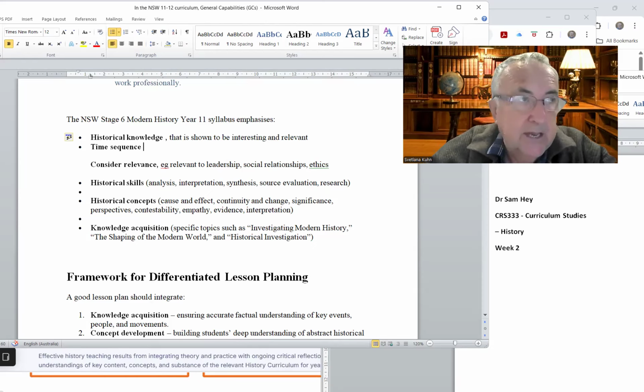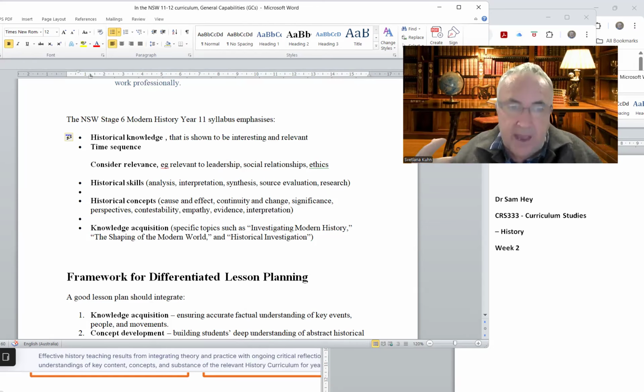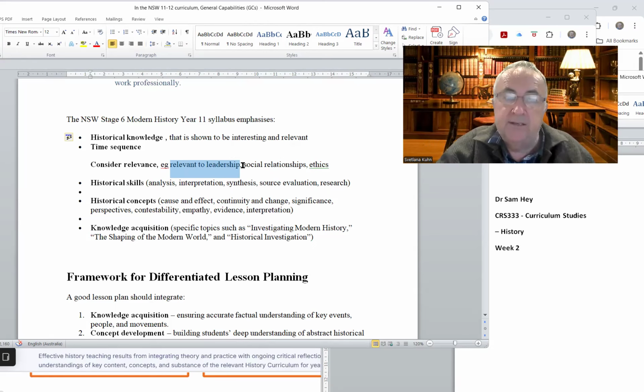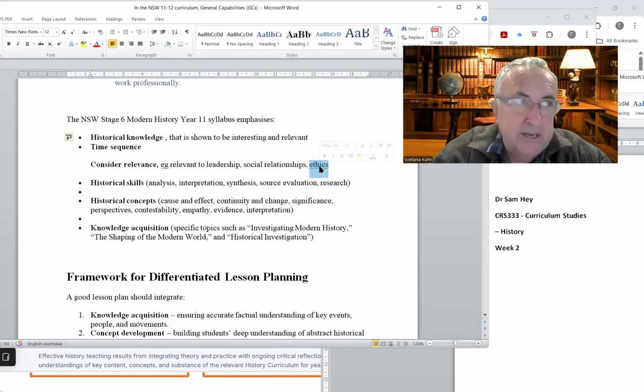And you could even ask during the lessons, how do you see this as relevant to your lives as students? Some will see these events as relevant to an understanding of leadership or the way society functions. Others might see these events as helpful for understanding social relationships. Others might see it as helpful for understanding values and ethics. And for Christian students and students from other traditions, they may see it as relating to spiritual values or other values such as those.